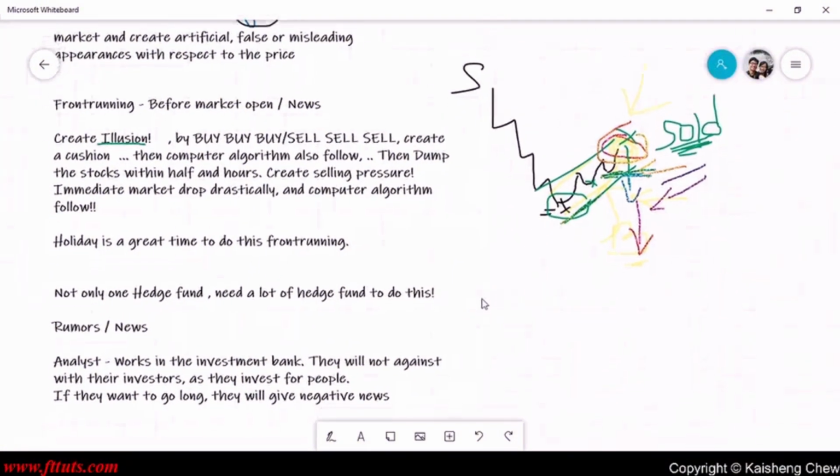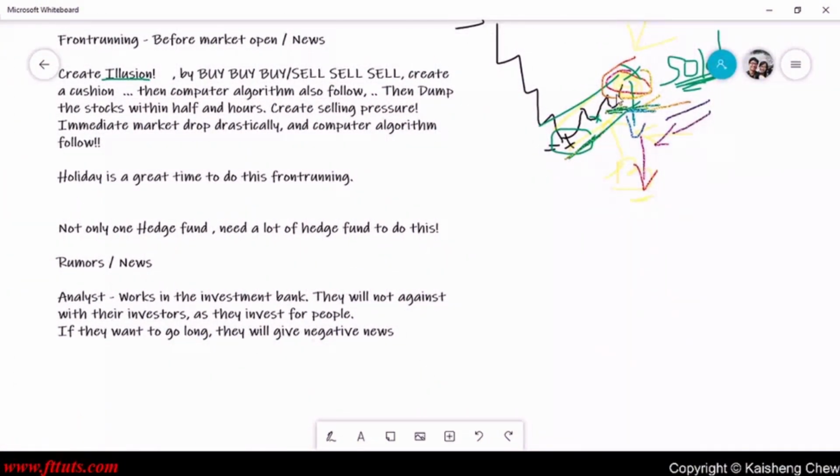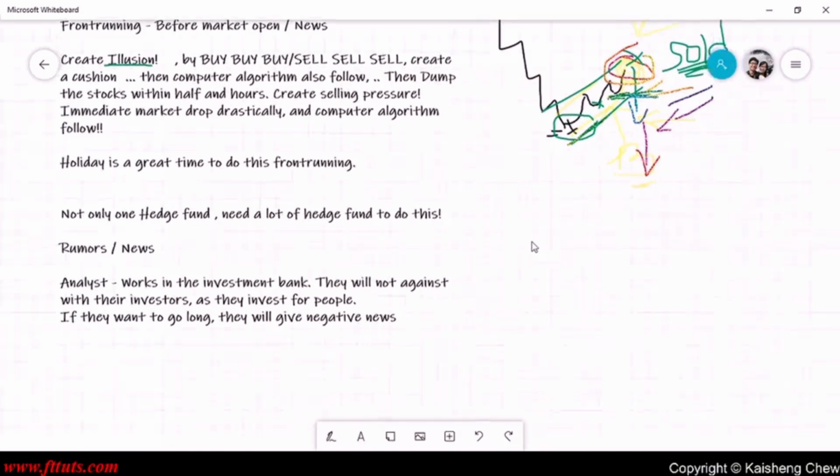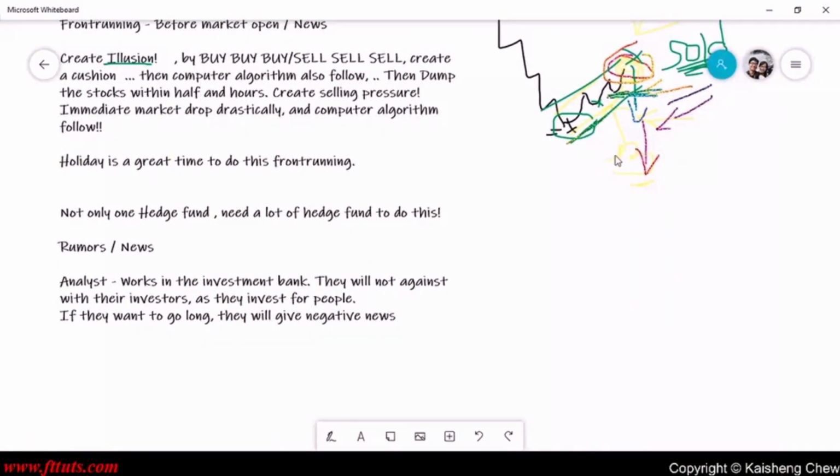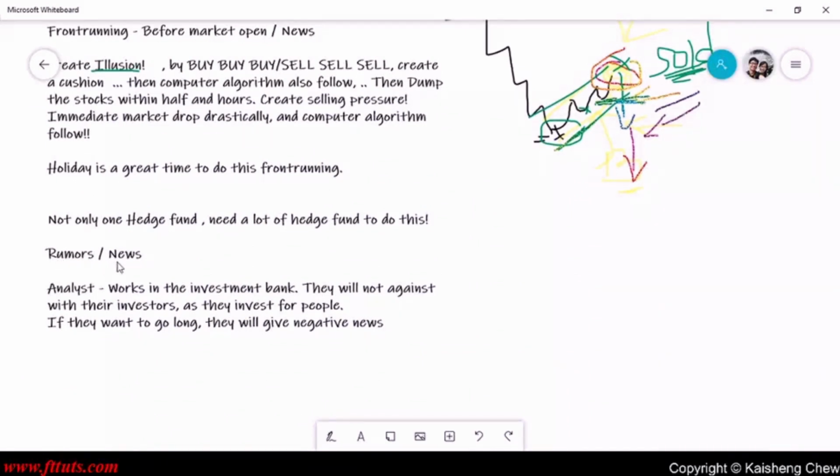So this is the reason why we are losing money: when everyone turns into a buyer, they will start to short the market. Another thing is they will release rumors and news, like analysts who work in the investment bank. If they work in the bank, they work for their company, because the bank trades for a lot of investors, so they need to earn money for their investors. If the bank says buy, they buy for the investors, so they might release some rumors, fake news, to the public.